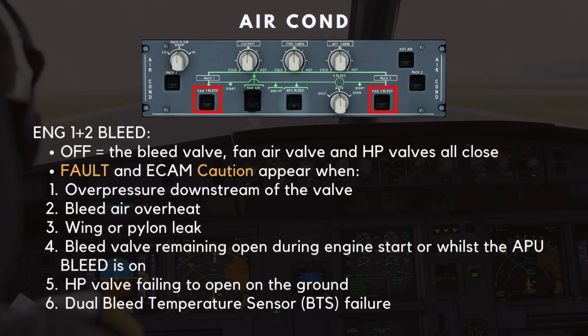When the push button is in the off position, the bleed valve, the fan air valve, and the HP valve all close. An amber fault light and an ECAM caution appear in any of the following scenarios: an overpressure downstream of the valve, a bleed air overheat, a wing or pylon leak, the bleed valve remaining open during engine start or while the APU bleed is on, the HP valve failing to open on the ground, or a dual bleed temperature sensor failure.